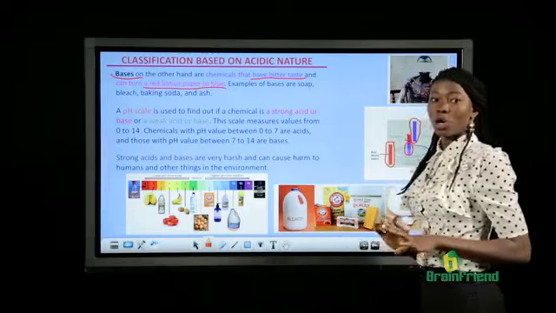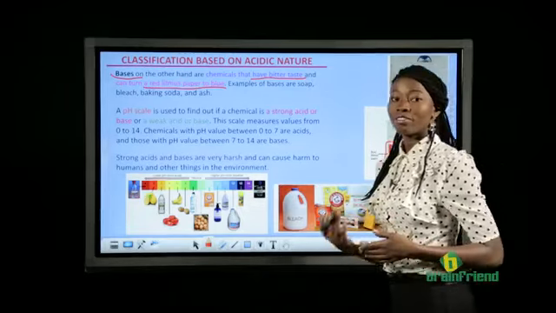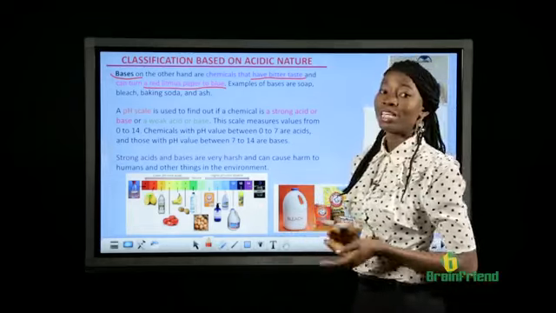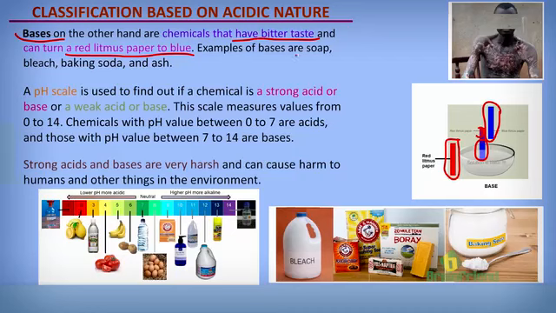Bases, like acid, occur naturally, and they can also be manufactured artificially. General examples of bases include soap, the soap we use to take our bath, wash our clothes, detergent, etc. They are bases. Bleach, baking soda, and ash. All of these are examples of bases.